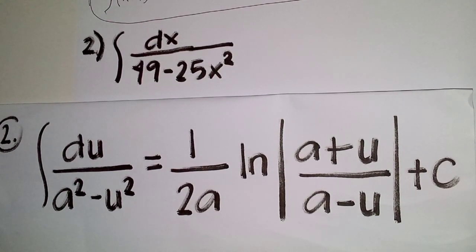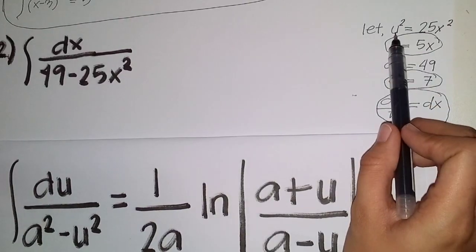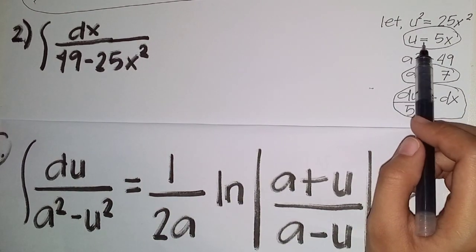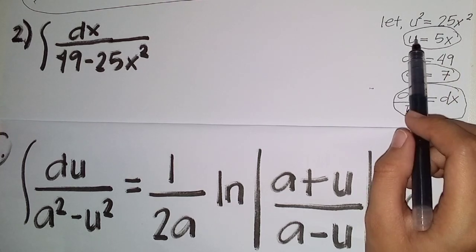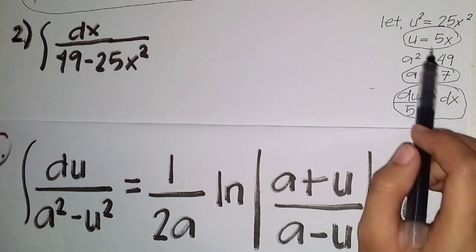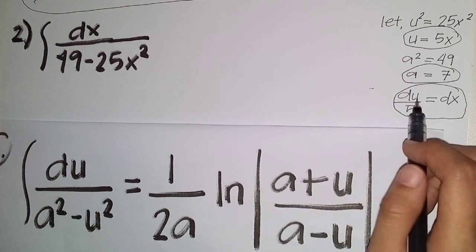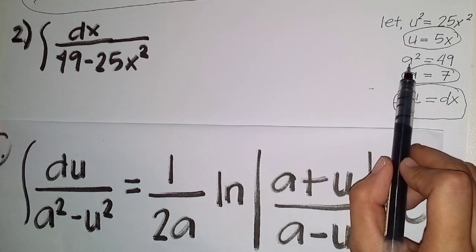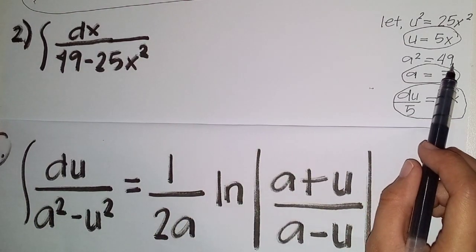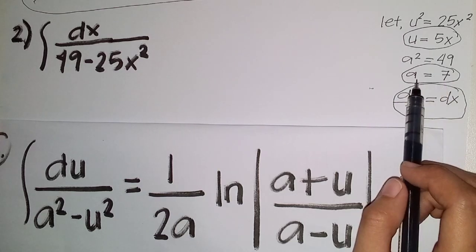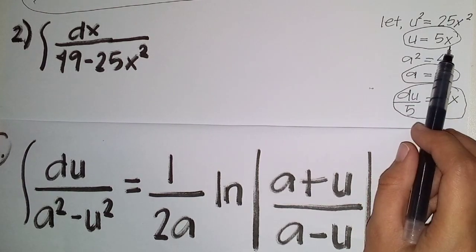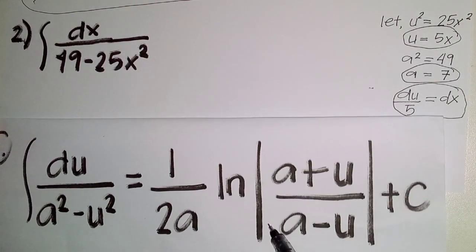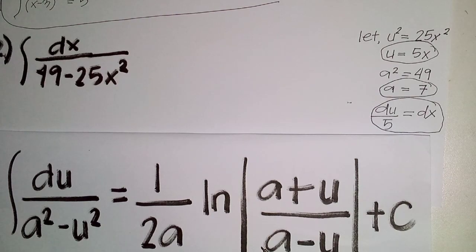Okay, but first things first, we're going to write the given. Let u squared be 25x squared. If we square both sides, it gives us u is equal to 5x. And then the derivative of u is 5dx, right? So when we divide both sides by 5, it gives us du over 5, which is now our dx. And then our a squared is 49. So we're going to put 49 here, and then if we square it both sides, it gives us a is equal to 7. So this given that I have circled is what we are going to substitute here in this formula. So let us now substitute.